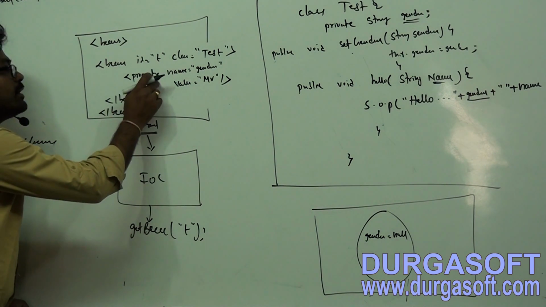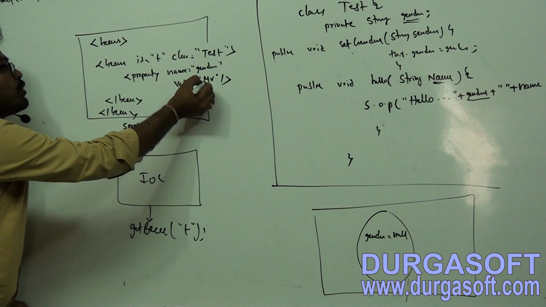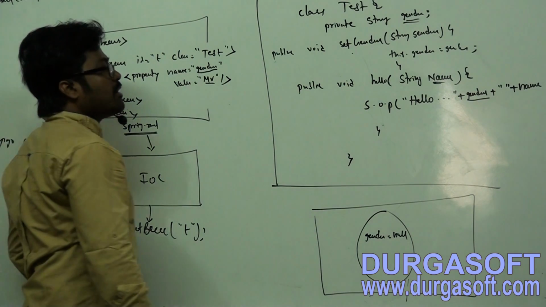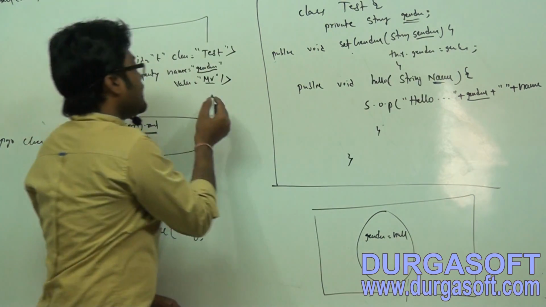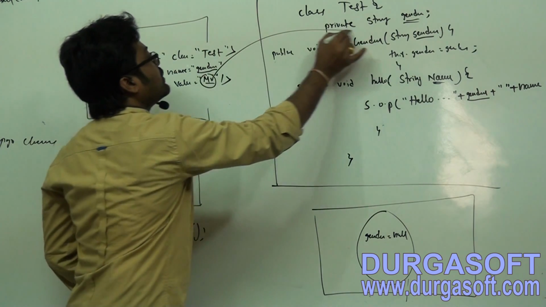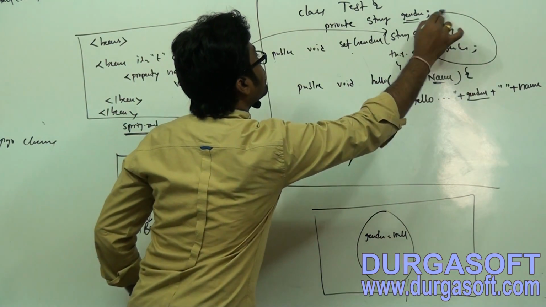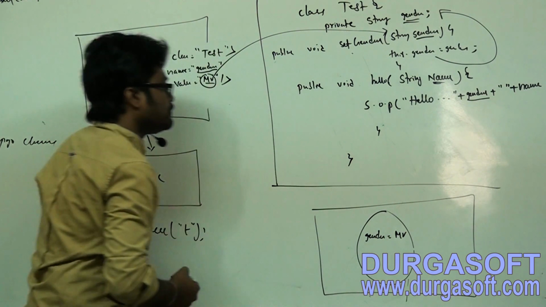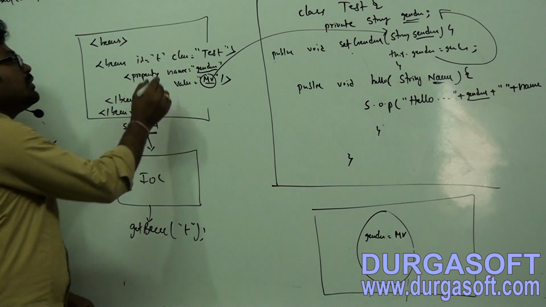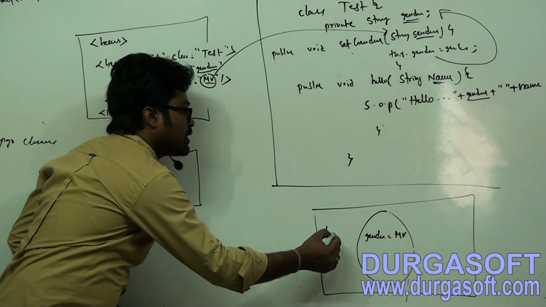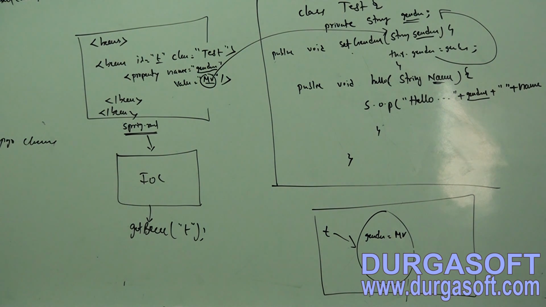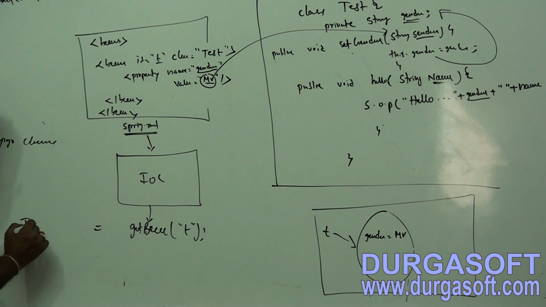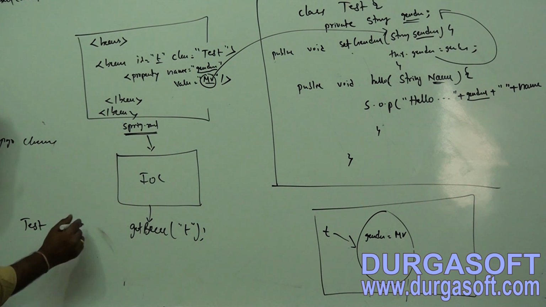After reading this property, it will call the setter method, the setGender method. By calling setGender, it will pass this Mr. value into the setter method, and this value it will assign into the class instance level variable. Then that null becomes Mr., and what is that object's reference name? t. So by using that reference, whenever you call getBean, the same Test class object will be returned to us.